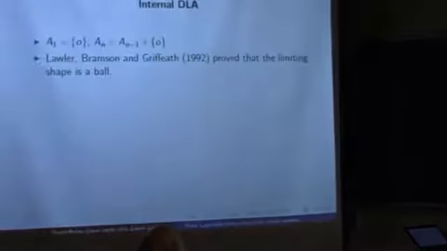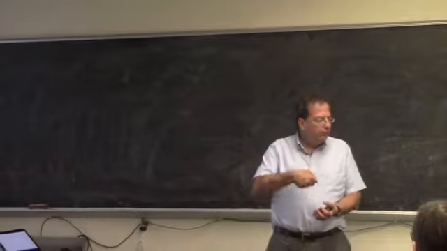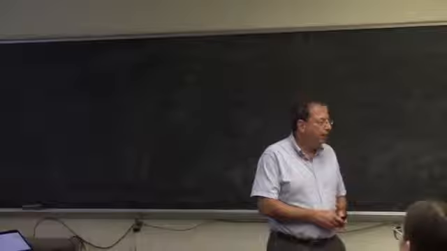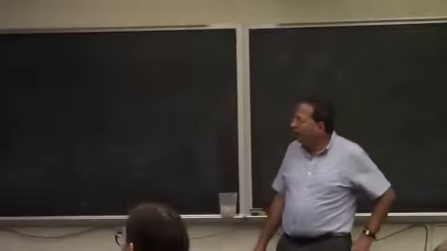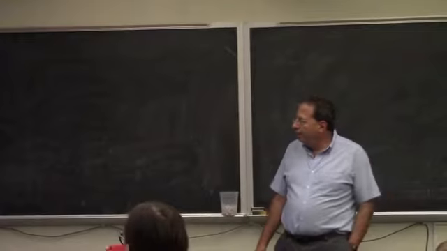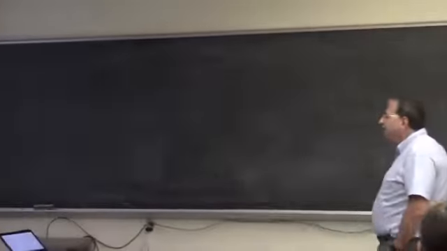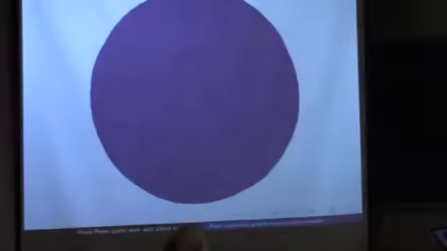So what this amounts to is, you can think of it as inserting particles at the origin. The first one just stays at the origin. The next one will walk randomly until it finds an unoccupied spot, and so on. So for this, in '92, Lawler, Bramson and Griffeath showed that the limiting shape is a ball. So maybe I'll show you a picture.